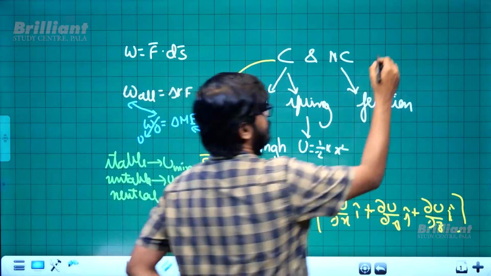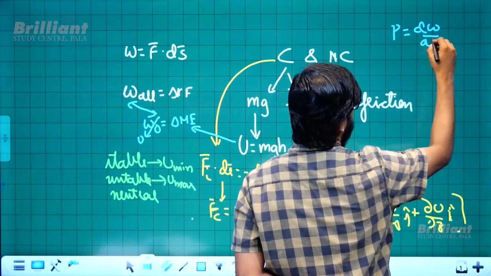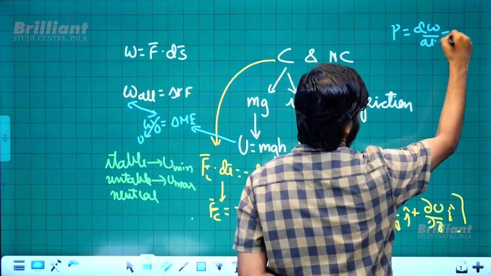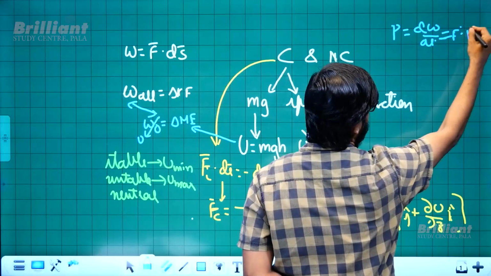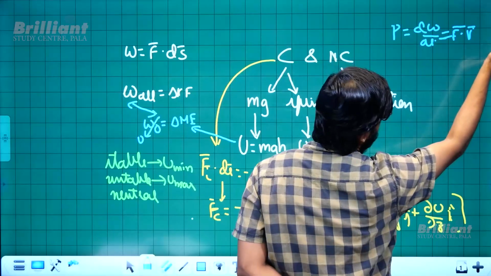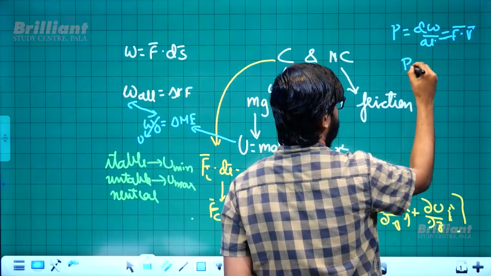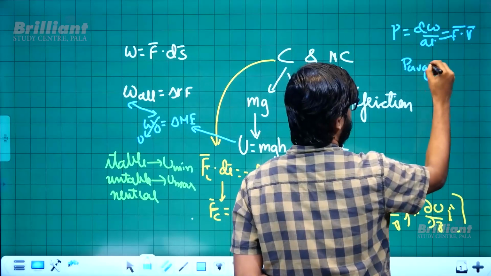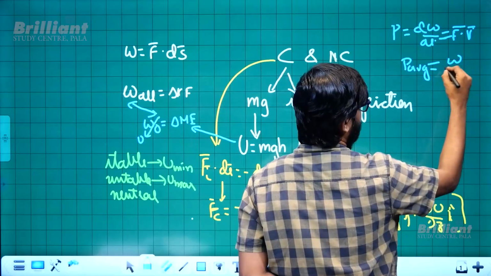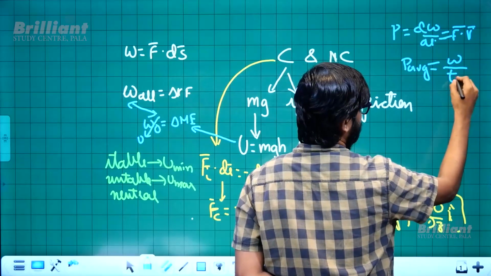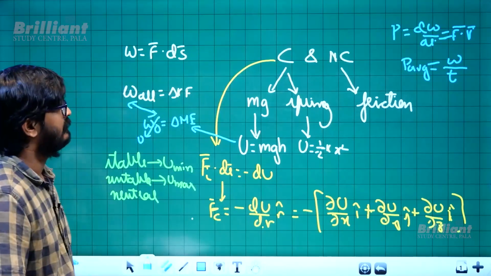Then we defined power. Power is the rate of work done. That turned out to be F bar dot V bar, and average power will be work done divided by time taken, right? Yes, so that's about the chapter work, energy, power.